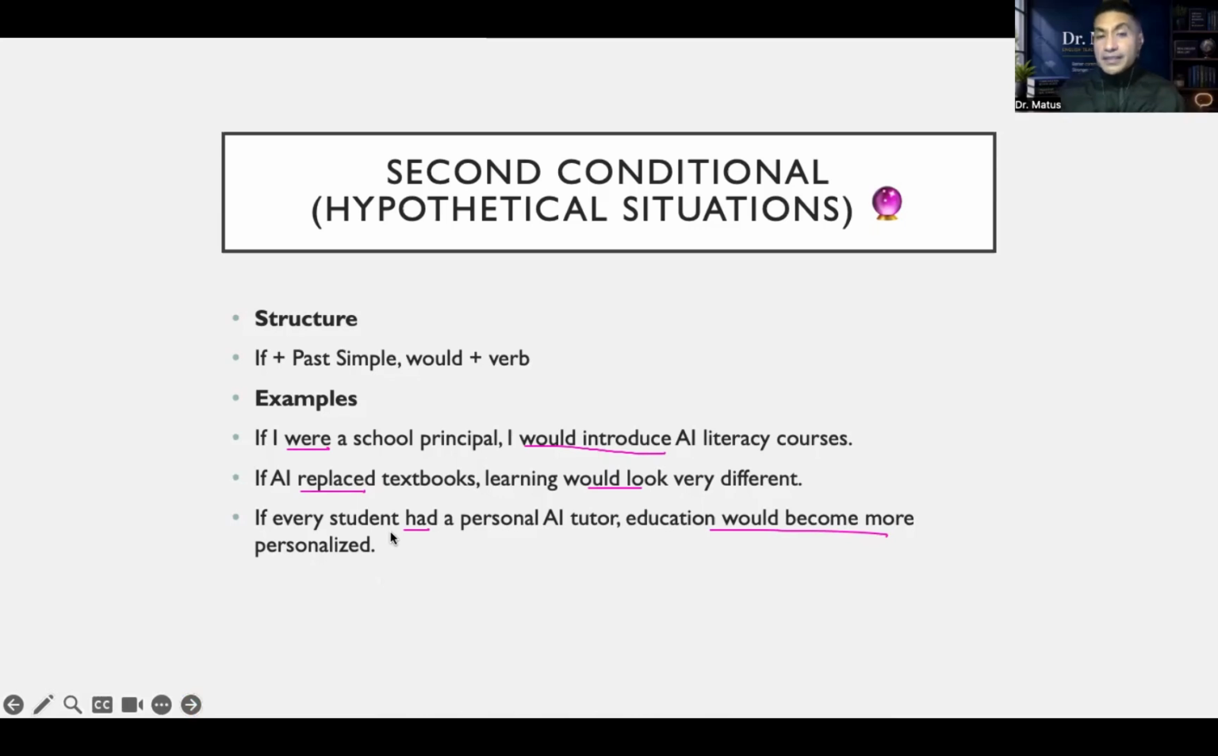So does every student have a personal artificial intelligence tutor now? Not really. So education would become more personalized. It depends. We are just talking about hypothetical situations, and thus we use the second conditional.